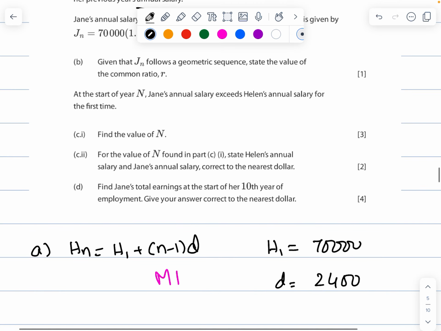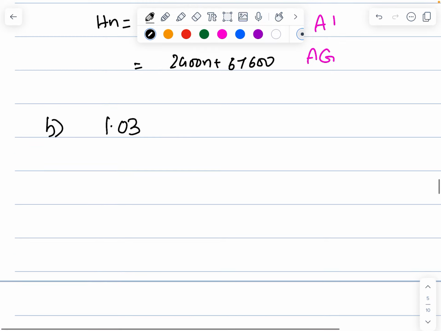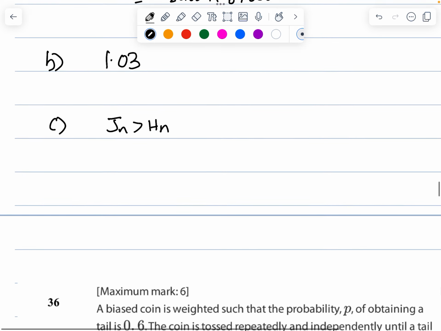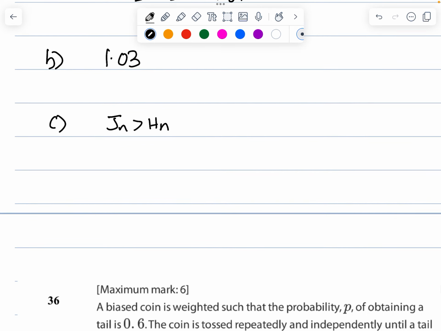At the start of the nth year, Jane's annual salary exceeds Helen's annual salary for the first time. Find the value of n. So we are supposed to find the value of n. Jn is greater than Hn. So what you can do is use a calculator to keep on calculating the formula, or else use the formula for Jn.